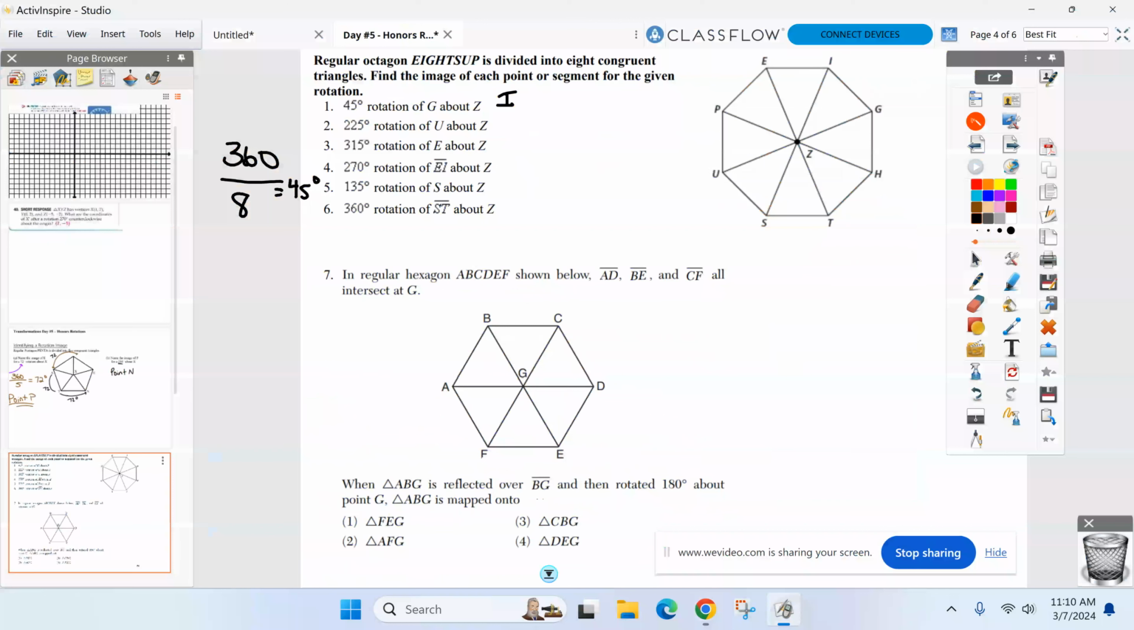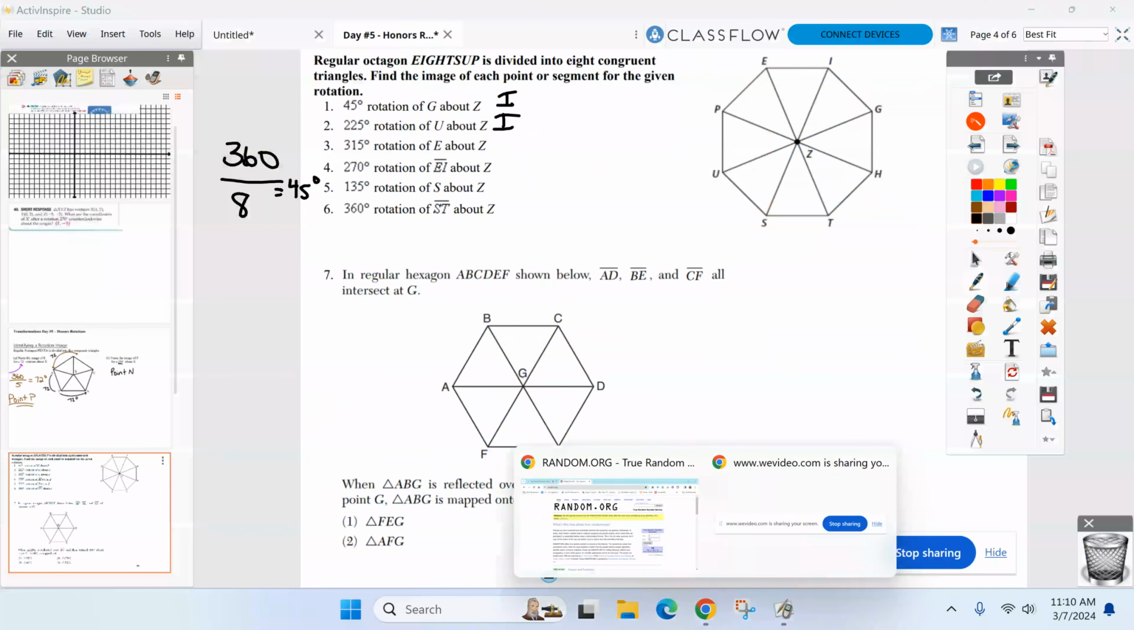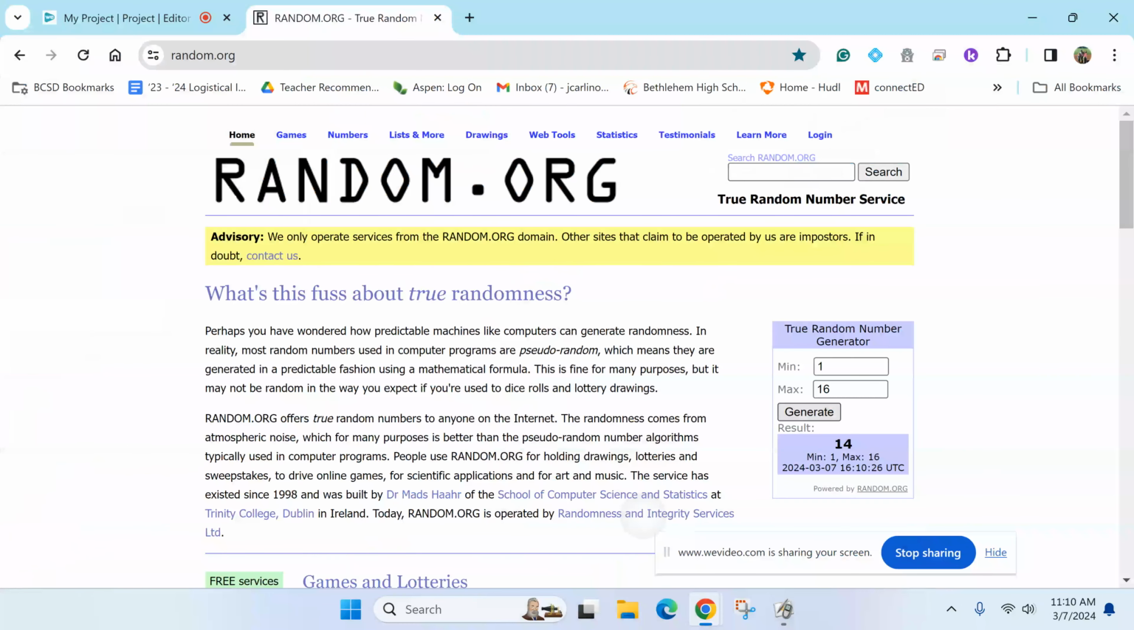I think I did that one. 225, how many? So that's how many rotations of 45? Five, right? So you're going from U, 5 rotations. Where do we end up? I again. Yep. Good. Got it there. Perfect. Number 3. Now we're going to 315 degrees. Where do we end up?